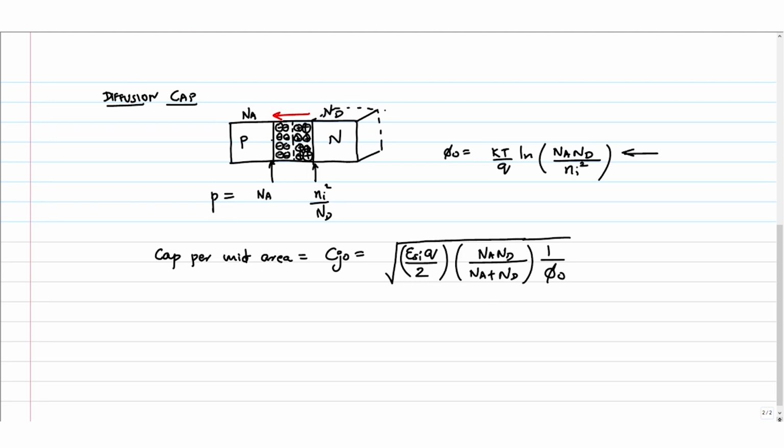So what happens is, say this is my L, and this is my W. Then what is the net capacitance out there of the PN junction? Cj0 into W into L. This is what you must keep in mind.